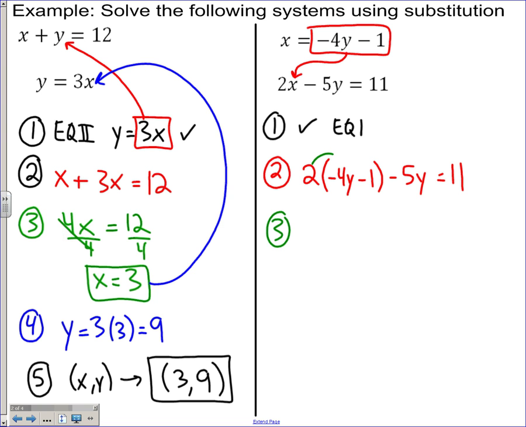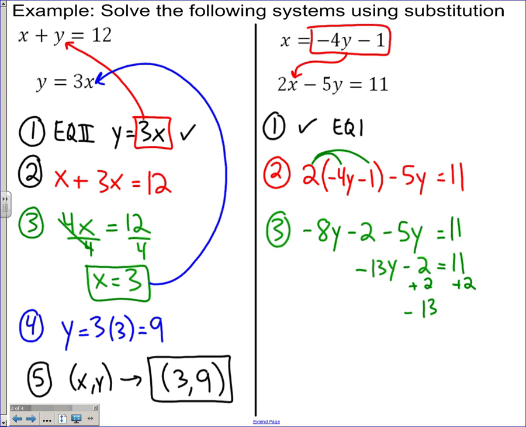Step 3 says solve the equation you just created in step 2. So I have to start by distributing my 2. I'm going to get negative 8y minus 2 minus 5y equals 11. Combining like terms, I get negative 13y minus 2 equals 11. I'm going to add 2 on both sides. And I get negative 13y equals 13, which gives me y equal to negative 1. So I got my first value. I've got my y value.